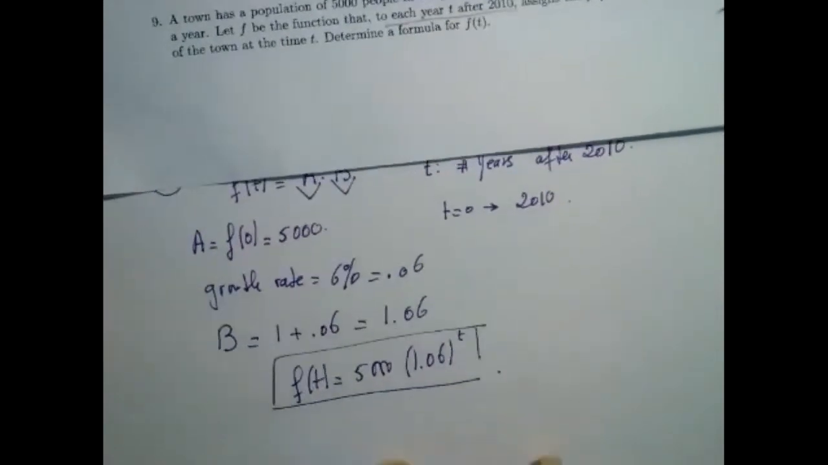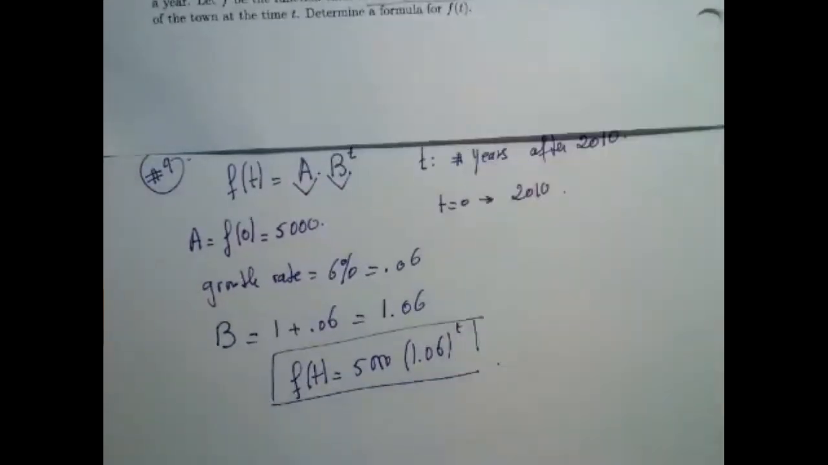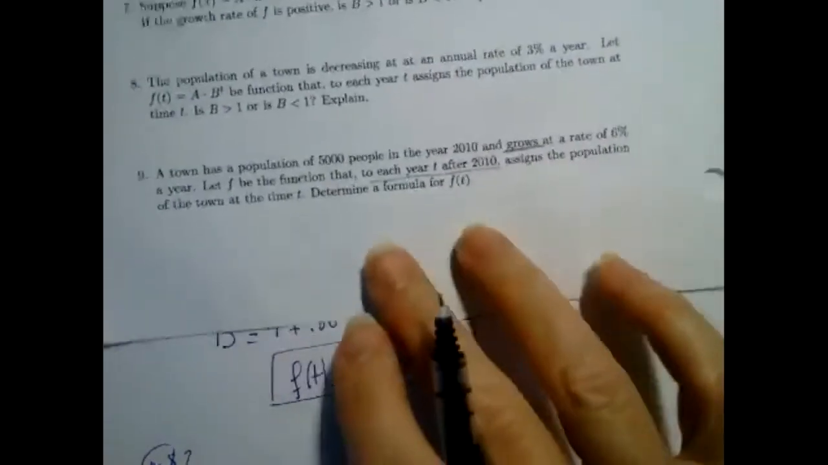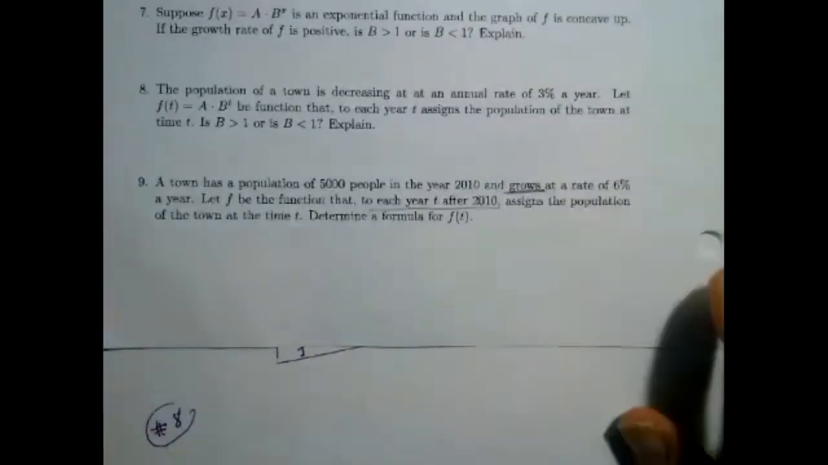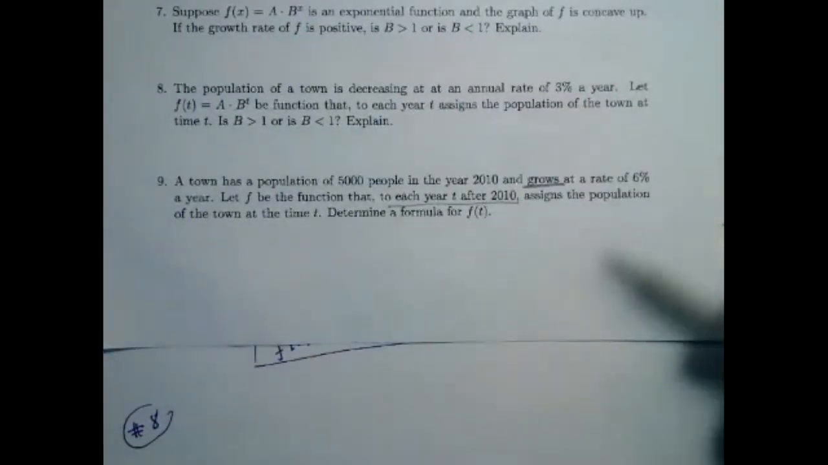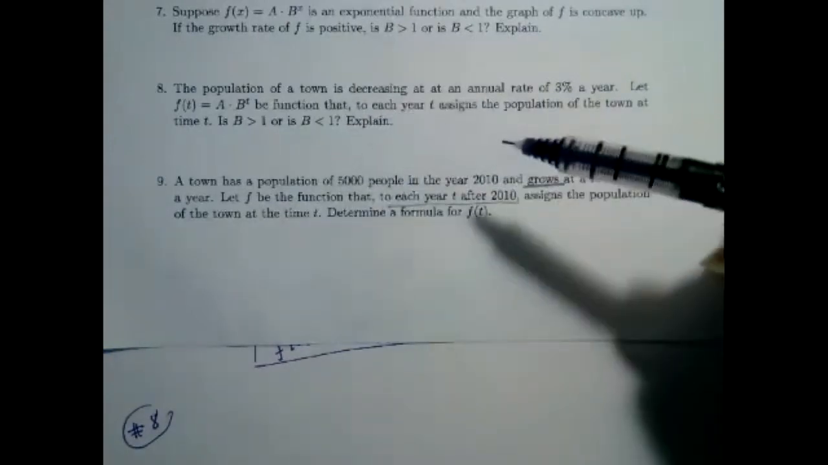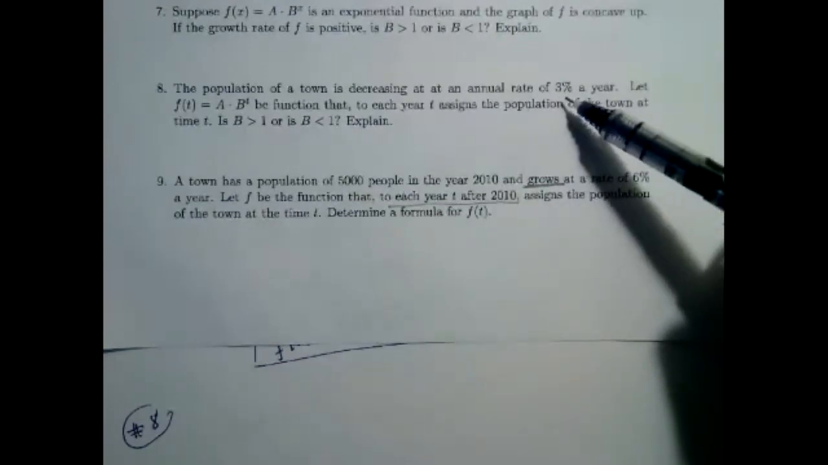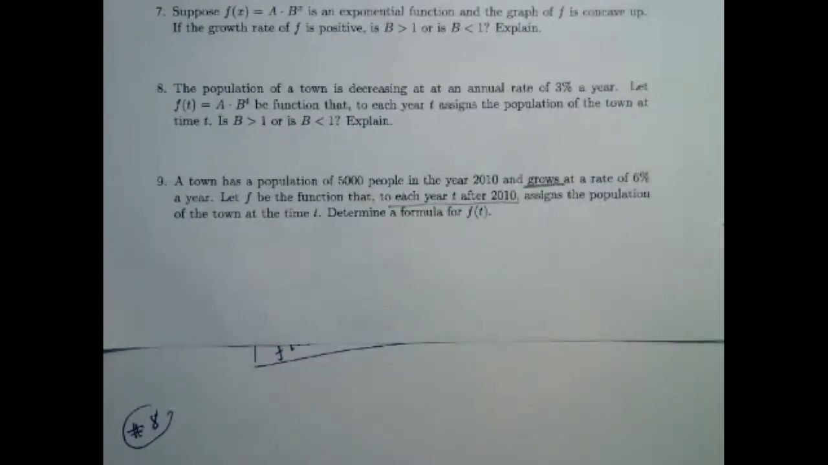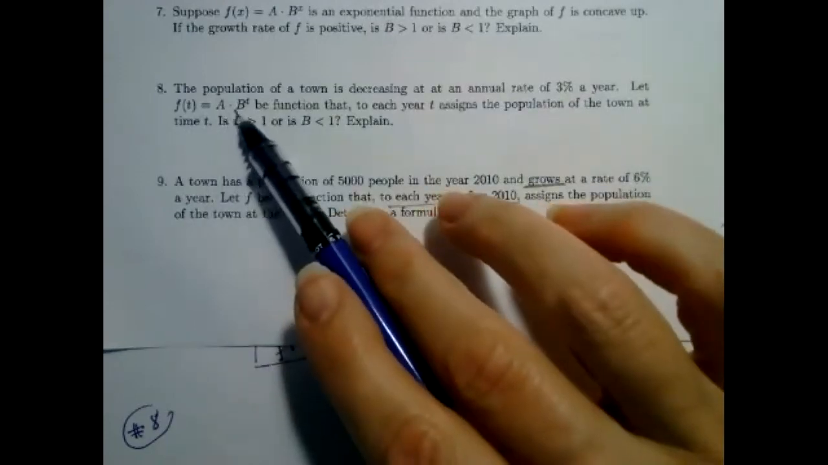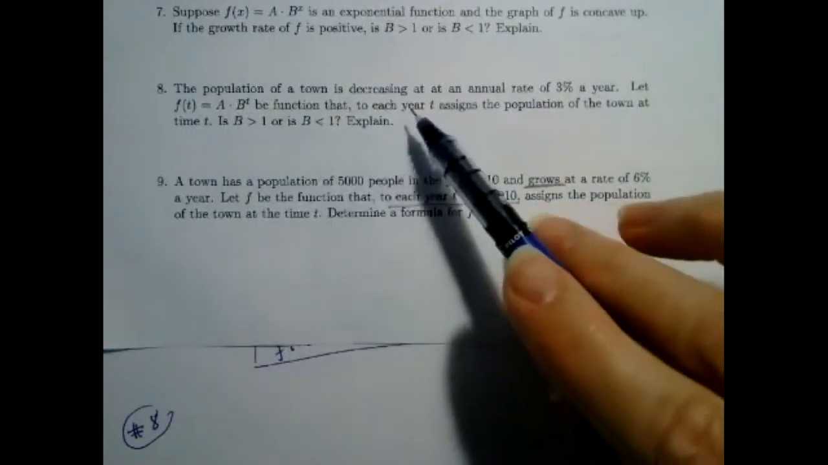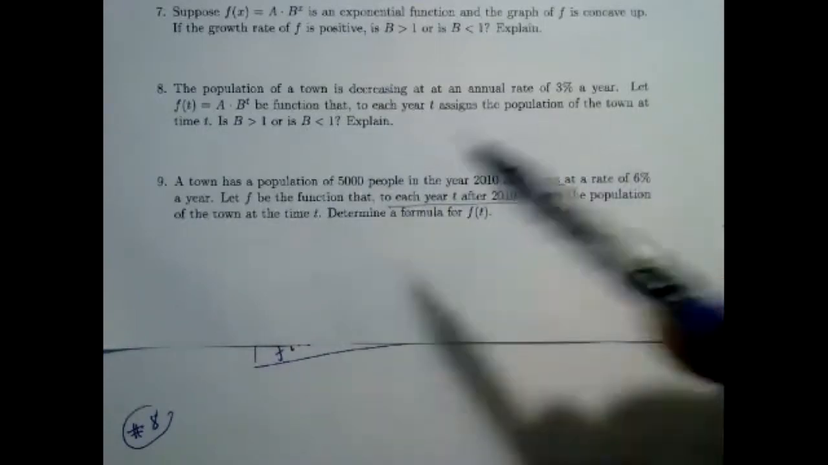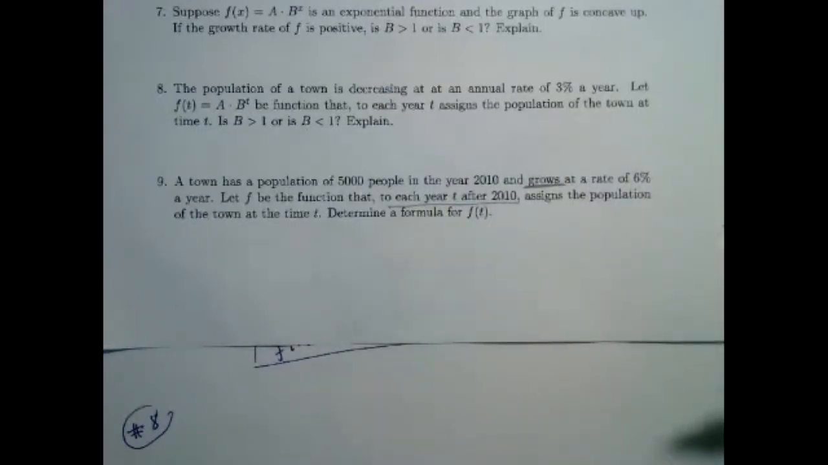All right. Now we look at number 10, and then I'll back up to, actually I will do number 8 because the paper is in front of me. Okay, I will read it very carefully. The population of the town is decreasing at an annual rate of 3% a year. So it is going down. And let f of t be a times b to the t be the function that to each year assigns the population of the town at time t. Is b bigger than 1 or less than 1? Explain. All right, back to you.